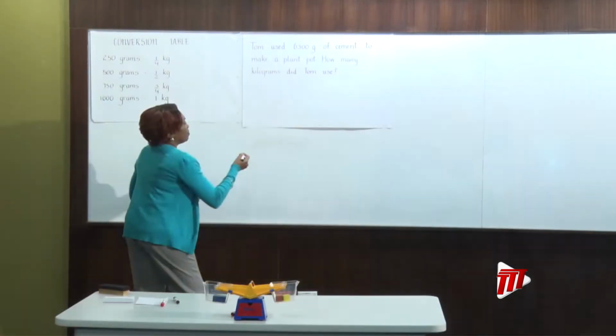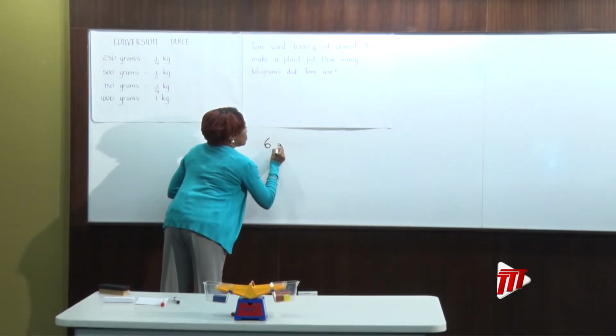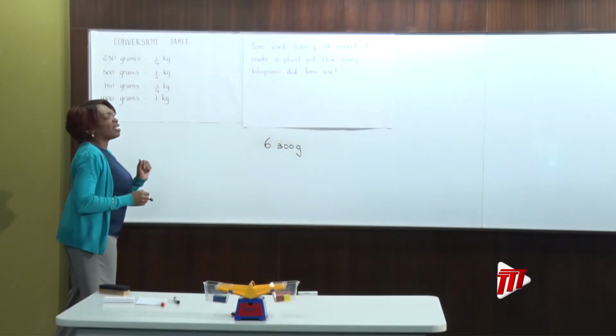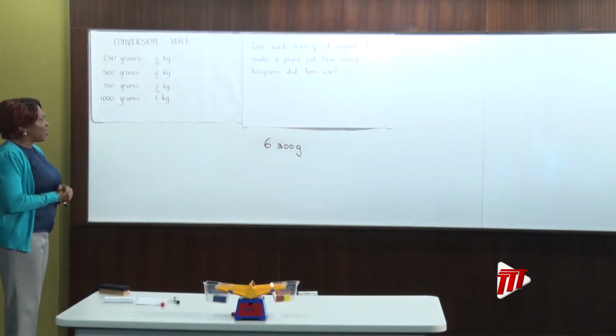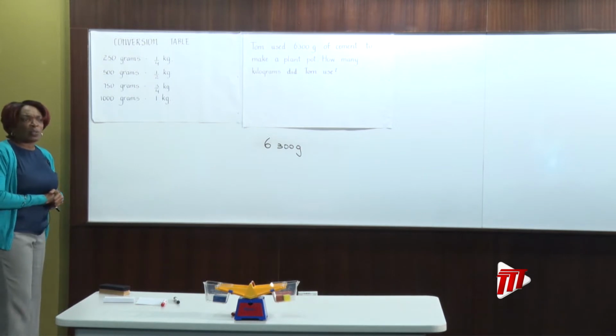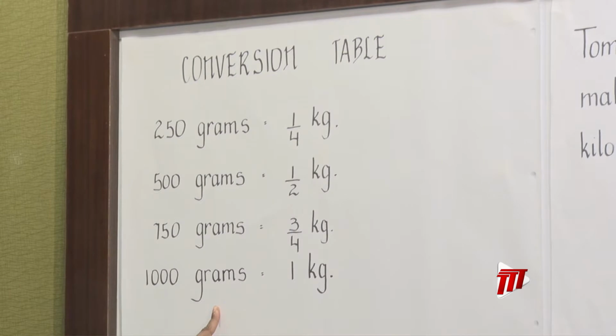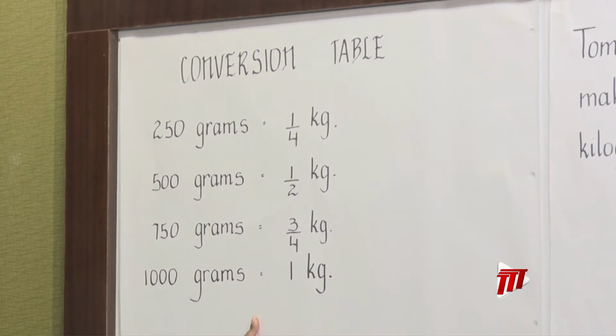Let's pull out the 6,300 grams. Let's go to the conversion table. Are you seeing anything there? Are you seeing anything with thousands? When I look at it, I am seeing that 1,000 grams is equal to 1 kilogram. Are you seeing thousands there?